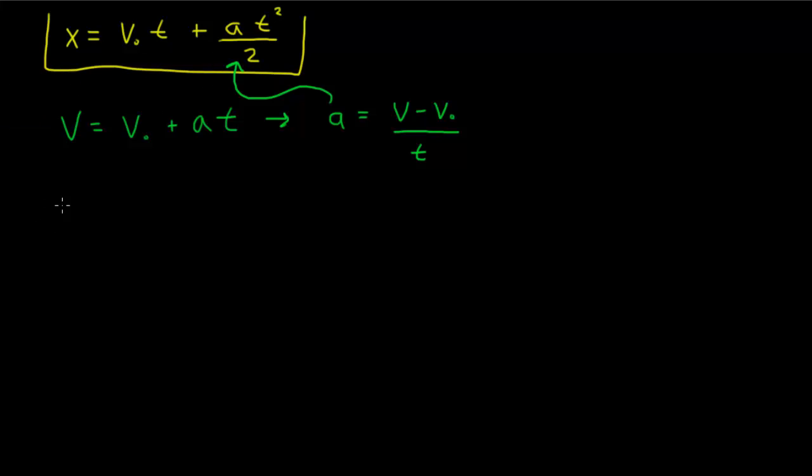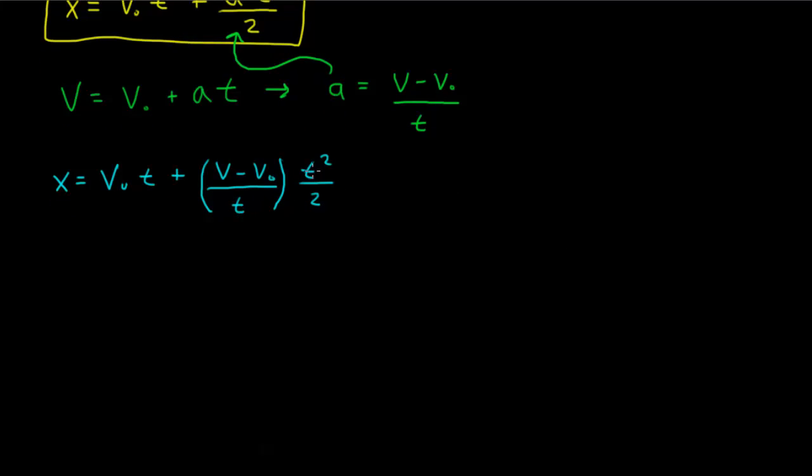And since we're going for the blue equation, I'll write it in blue. We get x equals v naught times t plus, so we're substituting this expression for the acceleration into here. So we're going to say v minus v naught over t times t squared over 2. So we have a t in the denominator and a t squared in the numerator. So I'm going to cancel these, and then I'm also going to separate this sum here. So I'll rewrite this. X equals v naught times t plus v times t over 2.